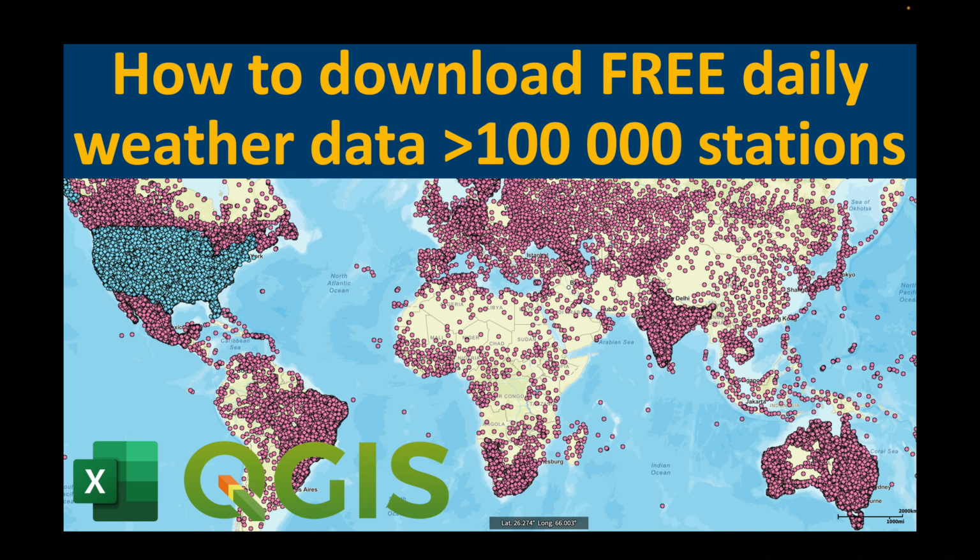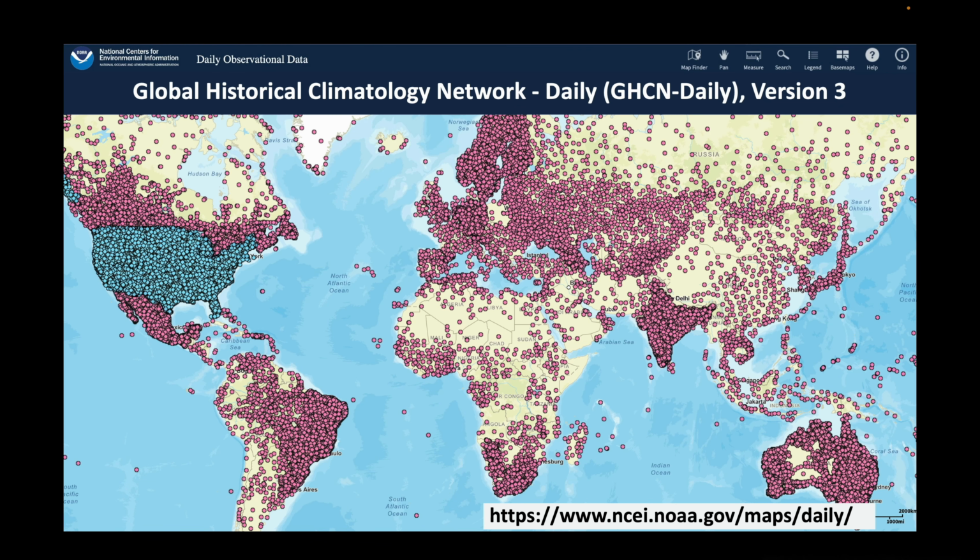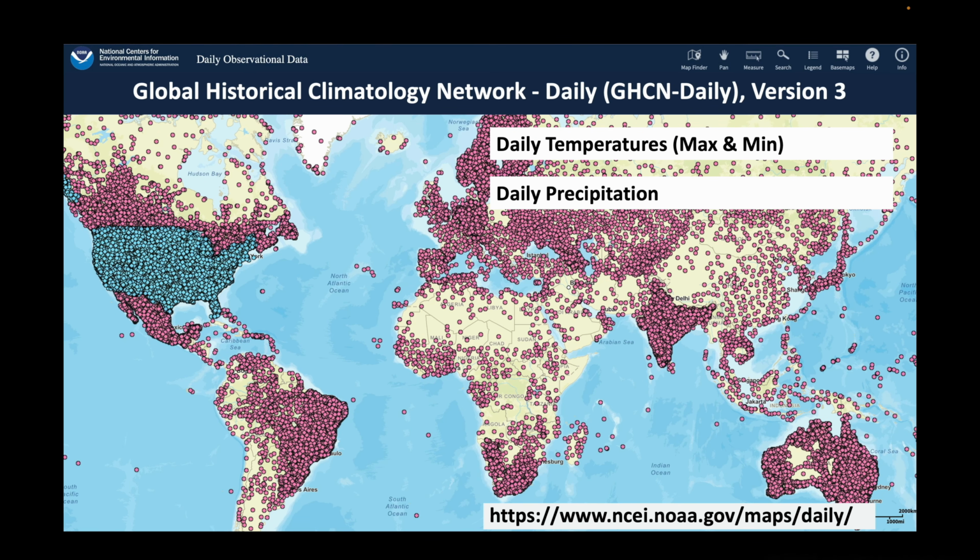In today's video, I'm going to show you how to download free daily weather data from over 100,000 stations worldwide. The dataset is called the Global Historical Climatology Network, GHCN-Daily version 3, hosted by NOAA. What we can download includes the daily temperatures, both max and min, daily precipitation, and daily snowfall and snow depth.